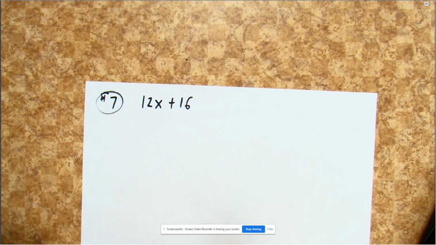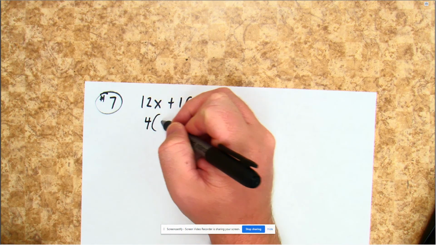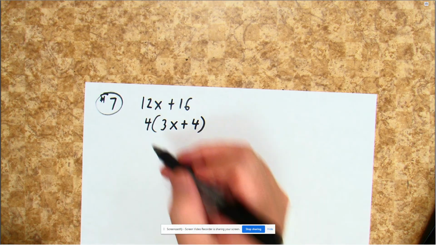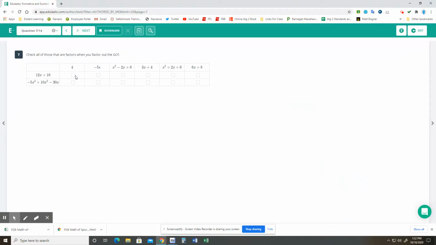But when they tell you to factor, GCF stands for greatest common factor. You're going to have to take that out if you want to factor here, which in this case would just be a 4. Once you take out that 4, this is factored. 4 and 3x plus 4, which in this case, let's see if I can click this. 4 and 3x plus 4 would be the two factors of that particular problem.